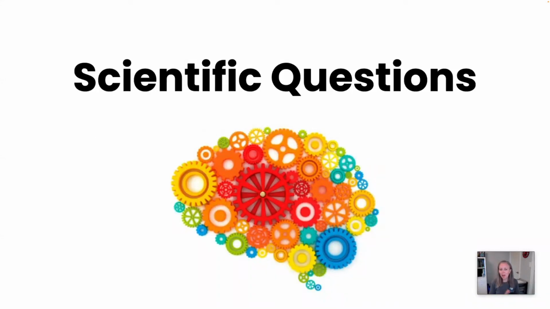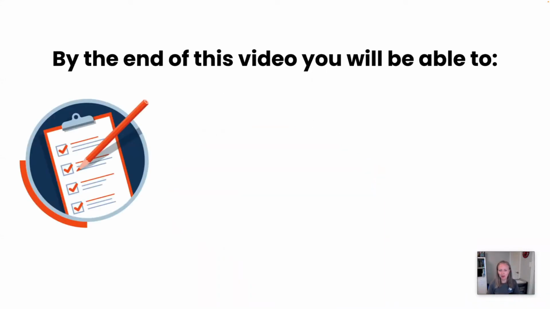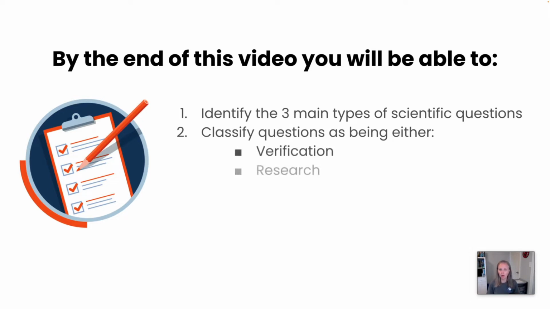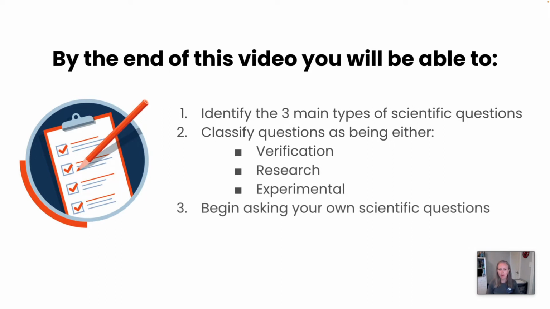In this video, we are going to look at scientific questions. So by the end of this video, you are going to be able to do three things. Number one, you're going to be able to identify the three main types of scientific questions. You're going to be able to then classify questions as either verification, research, or experimental. And finally, you're going to begin to ask your own scientific questions.